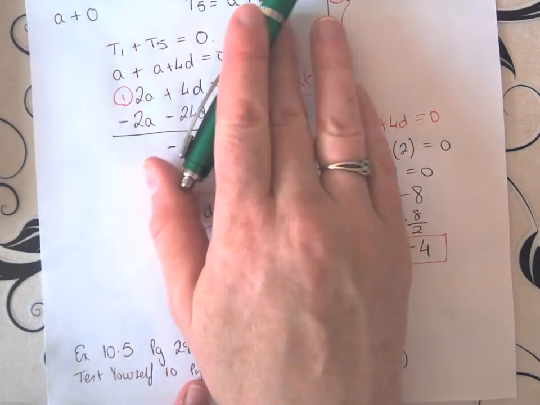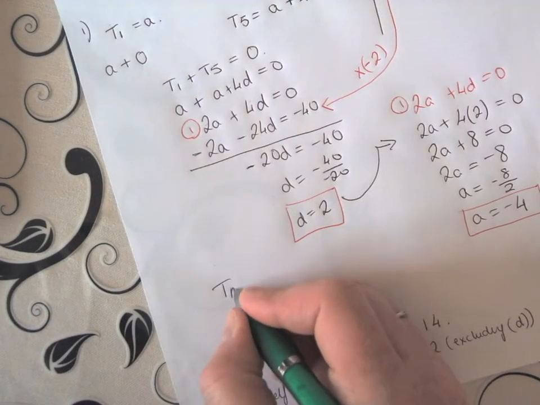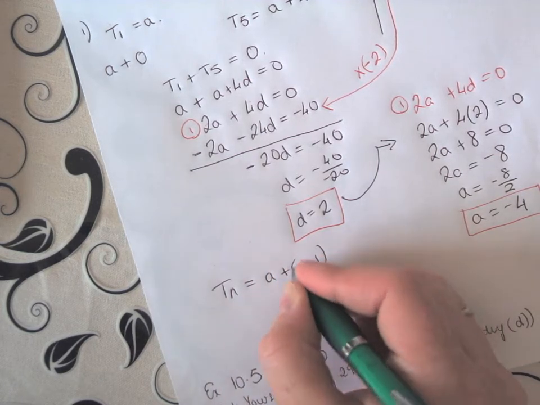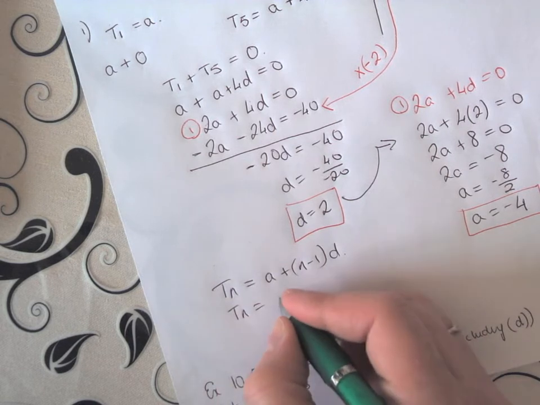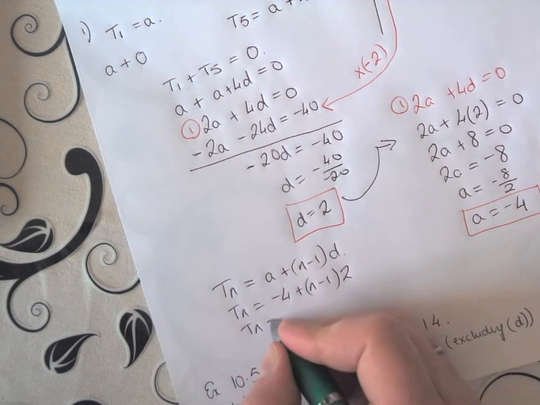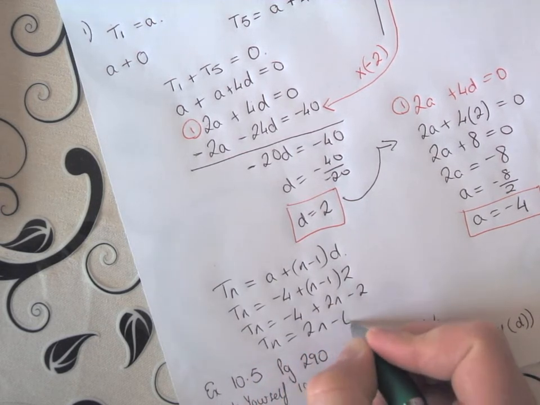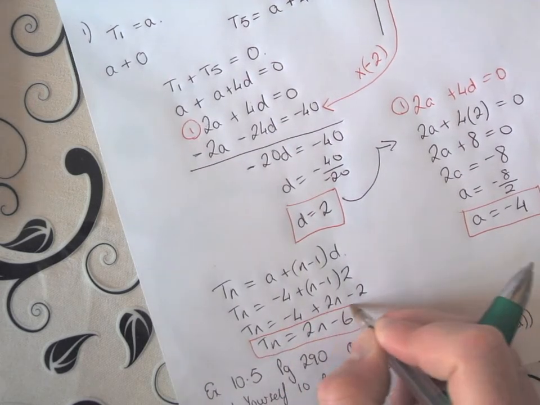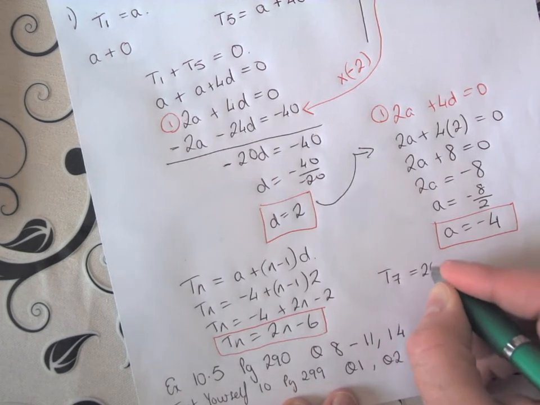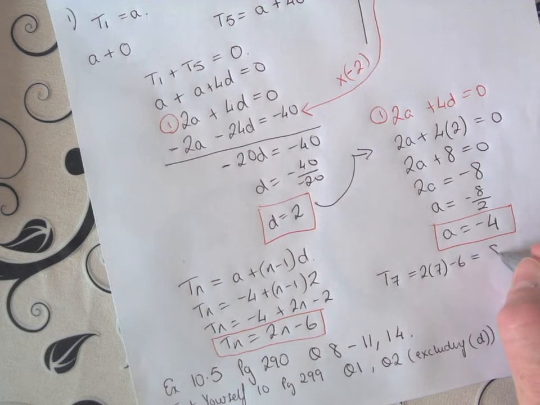And then it says show that the seventh term is twice the first term. So we can get our Tn. It's the easiest way to do it. Tn is equal to a plus n minus 1 times d. So Tn is equal to minus 4 plus n minus 1 times 2. So Tn is equal to minus 4 plus 2n minus 2. So Tn is equal to 2n minus 6. Okay. So they want us to show the seventh term. So if we do T7, we get 2 times 7 minus 6. 2 sevens is 14. Minus 6 is 8.